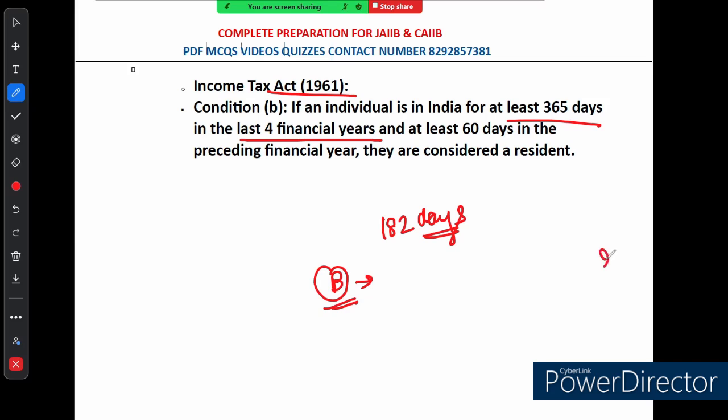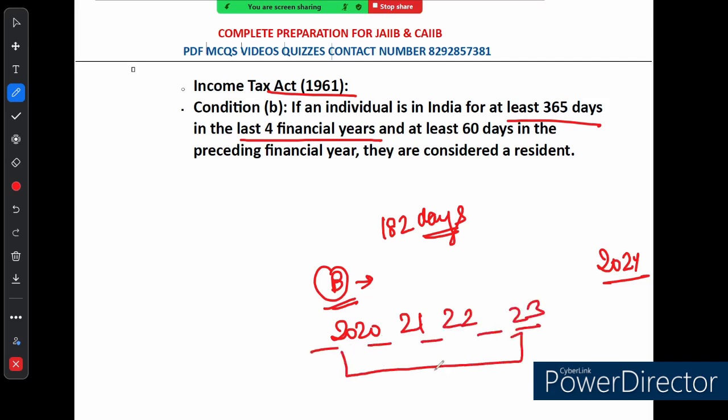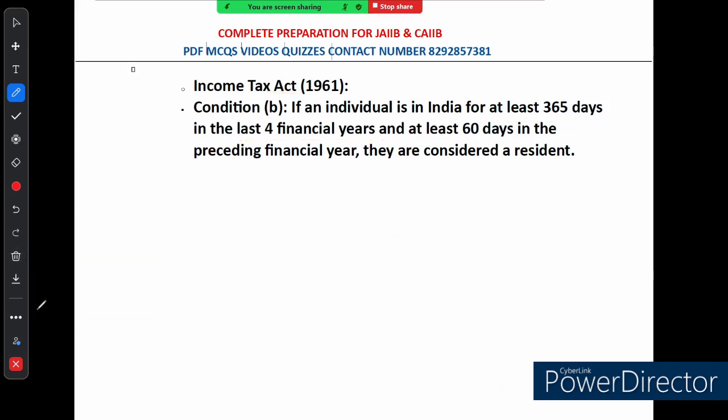Suppose this is 2024, and 2020, 21, 22, 23, these 4 years. If you add the number of days you have lived in India, and after adding it is equal to at least 365 days, then it means you are resident. This is another criteria kept in Income Tax Act 1961. So in the last 4 financial years, if you have lived at least 365 days in India, then you will be considered a resident. Now here is where it gets interesting. Let's move to the next slide.